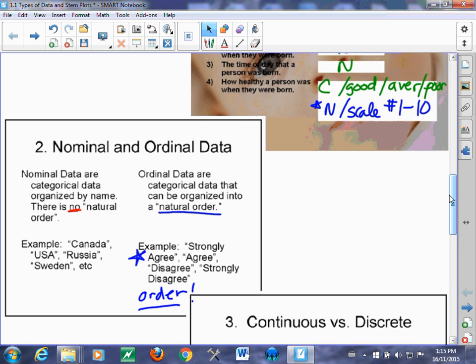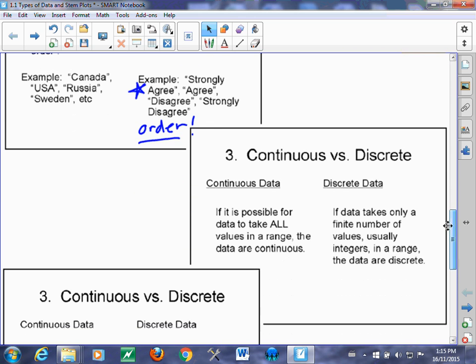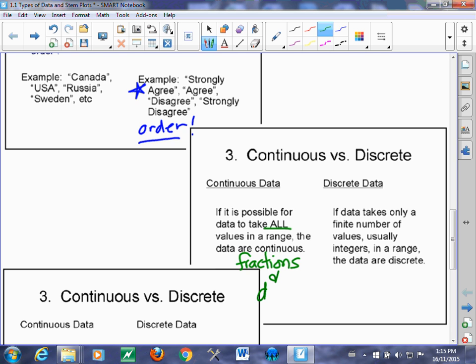Awesome. Let's take a look at our third category. Our third category of classifying data is either continuous or discrete. Continuous if you can take all possible data in a range. So when we have this, ladies and gentlemen, this is going to be fractions, so you can have fractions and decimals when all information is allowed. So for example, how tall are you? This would be continuous data, okay?